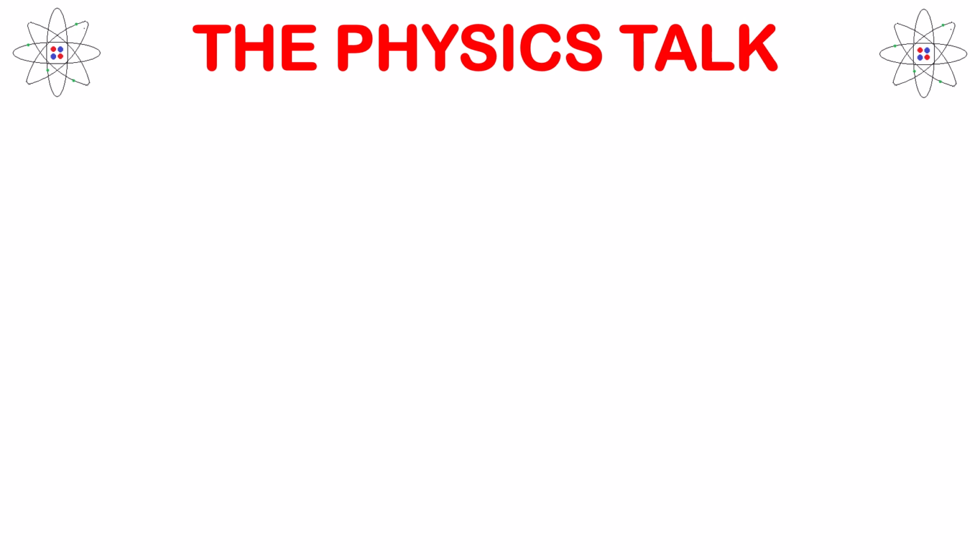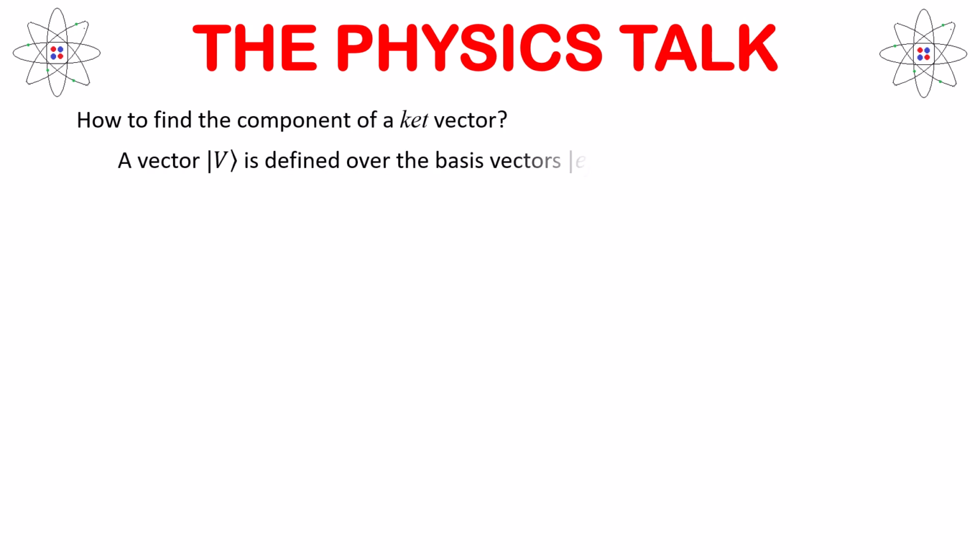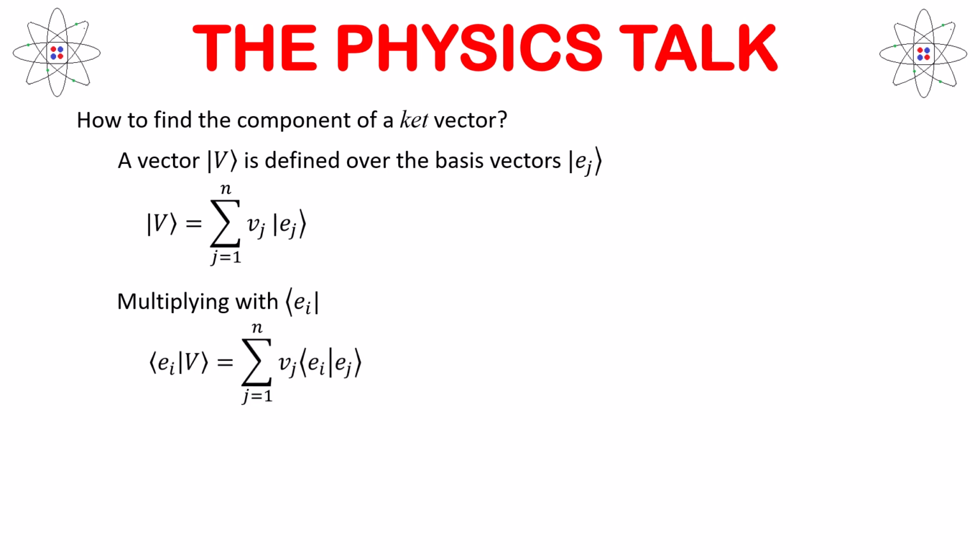Now I shall explain a small trick to find the component of a ket vector. Let ket V be defined over the basis vectors Ej. So ket V can be written as the summation of Vj and ket Ej. Multiplying with bra Ei, we get this inner product between Ei and V. Just now we have seen that the inner product of two basis vectors is Kronecker delta. Hence the term becomes summation of Vj and Kronecker delta.